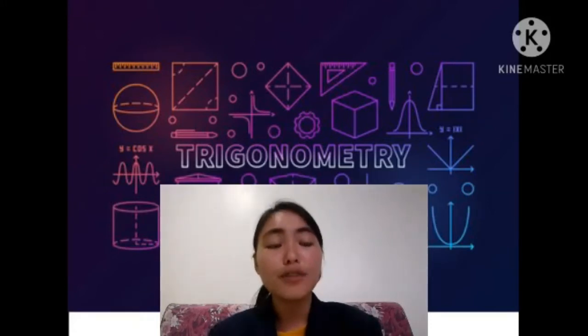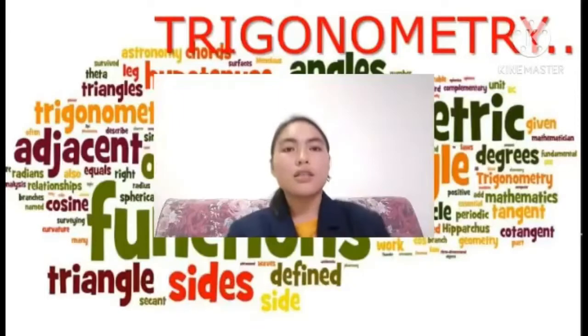Trigonometry is useful in our day-to-day life in a way that it is used to set direction such as north, south, east, and west. And it is used in navigation in order to pinpoint a location.